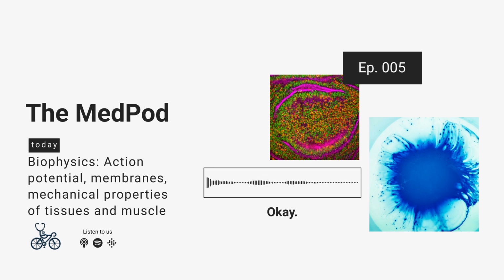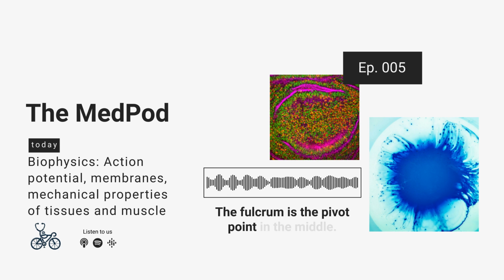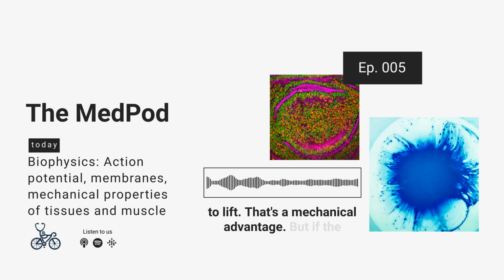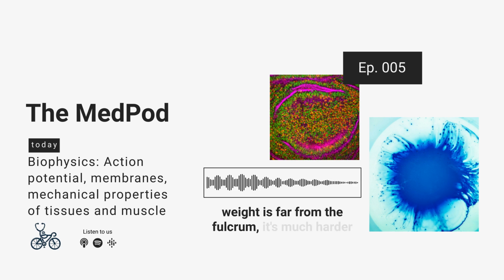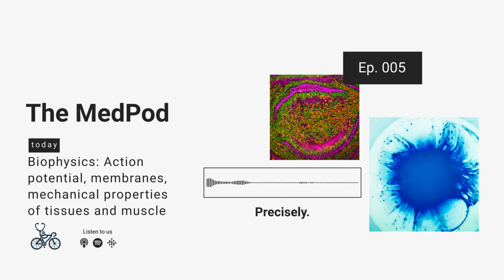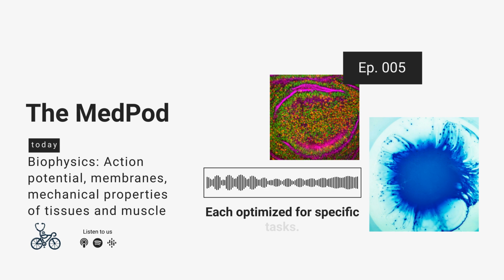Think of a seesaw. The fulcrum is the pivot point in the middle. The closer the weight is to the fulcrum, the easier it is to lift. That's a mechanical advantage. But if the weight is far from the fulcrum, it's much harder to lift. That's a mechanical disadvantage. So some levers in our bodies are designed for power, while others are designed for speed or range of motion. Our bodies are full of different lever systems, each optimized for specific tasks.